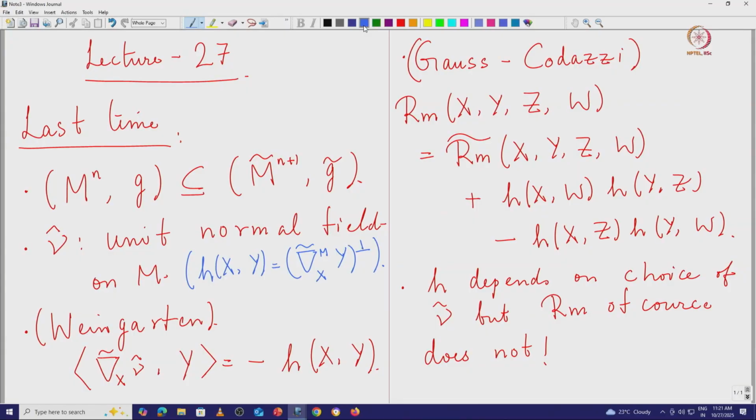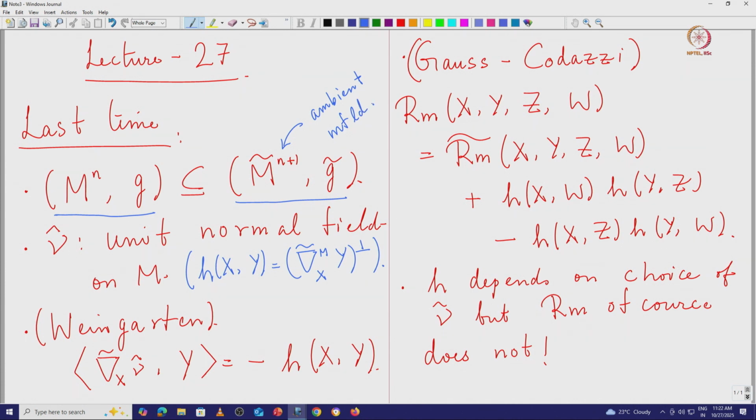So last time we started this discussion about the geometry of submanifolds. The setup was as follows: we were only looking at hypersurfaces. So (M^n, g) is a Riemannian submanifold of (M tilde, g tilde), where M tilde has one extra dimension, and this is called the ambient manifold.